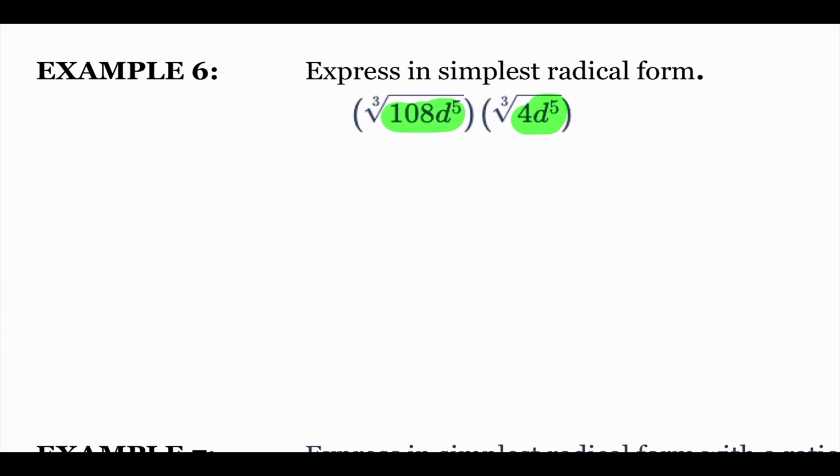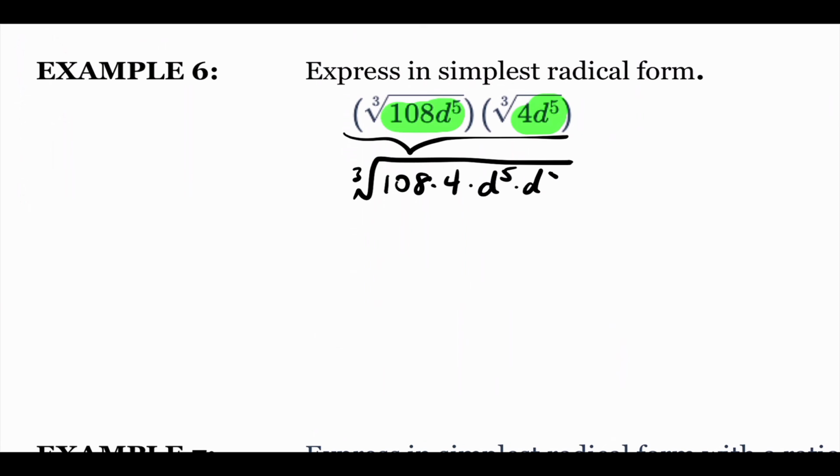I'm not going to do that yet, and there's a reason why. When I multiply 108 times 4, what's going to happen to those numbers? They're going to get bigger, right? I know my first step. My first step is to break down. I don't want to have to break down that big number. I'd rather break down 2 small numbers than 1 big number. So what I'm going to do is put everything underneath the same root: 108 times 4, and then d to the 5th and d to the 5th, right? Everything underneath the same root.